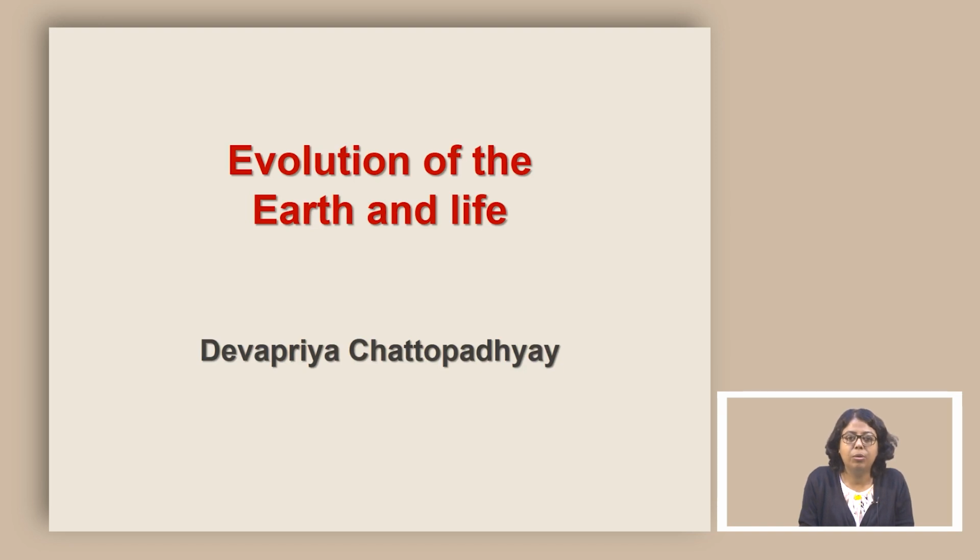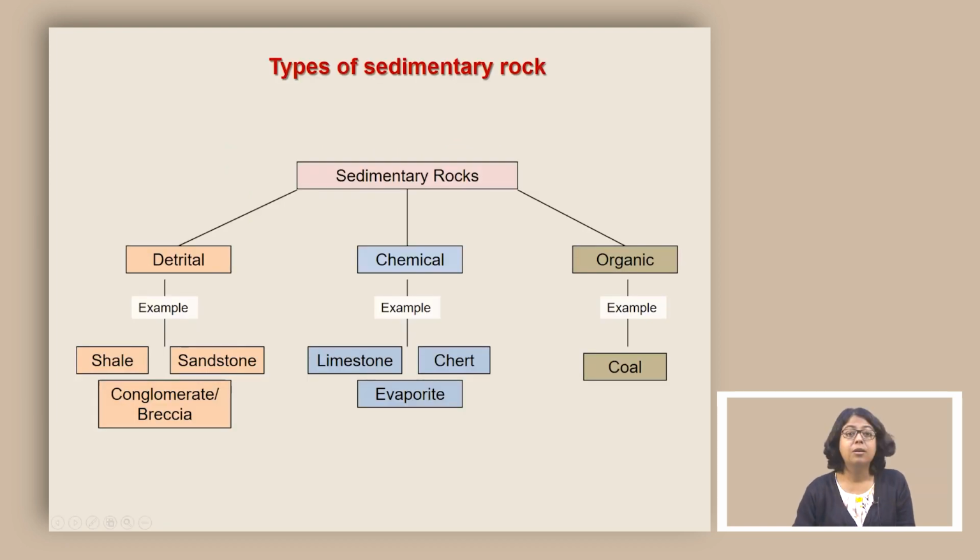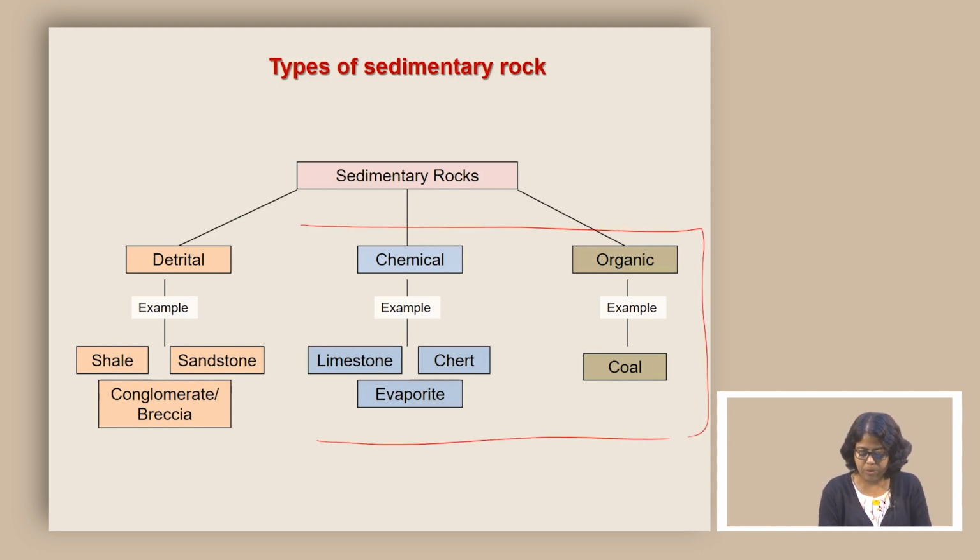Today we are going to talk about chemical sedimentary rocks and their classification. Sedimentary rocks can be subdivided into three major categories. One is detrital sedimentary rock, second is chemical sedimentary rock, and the third one is organic sedimentary rock. Today we are going to focus on this particular group.